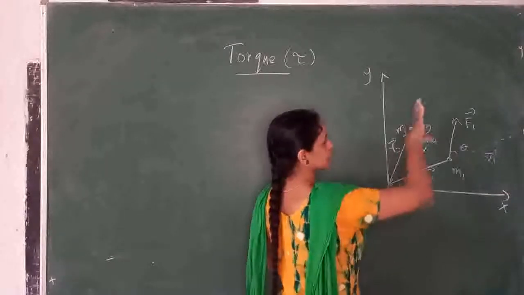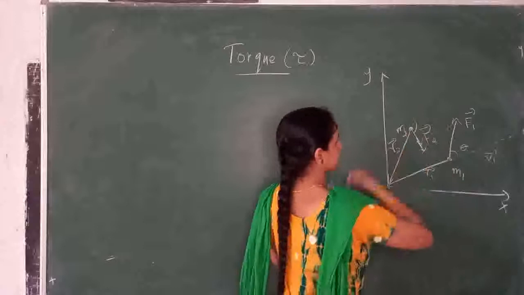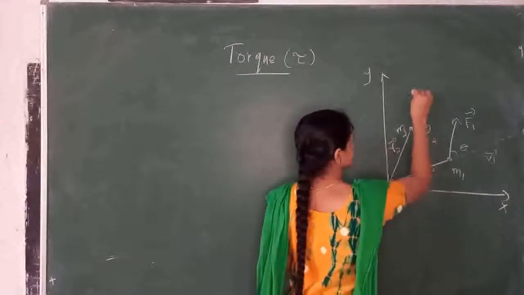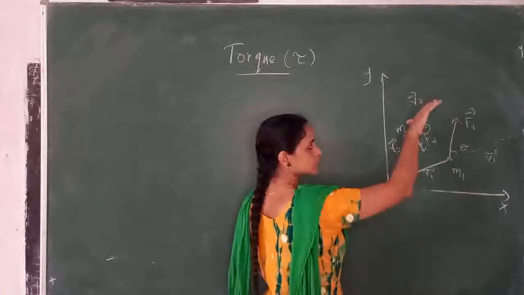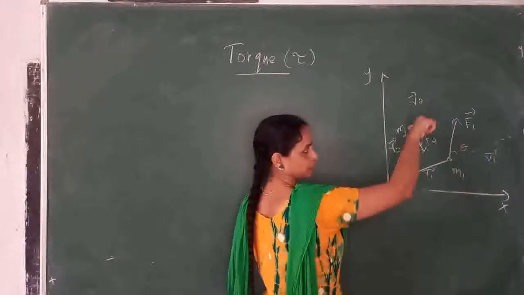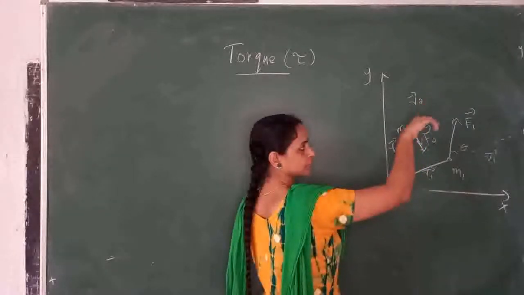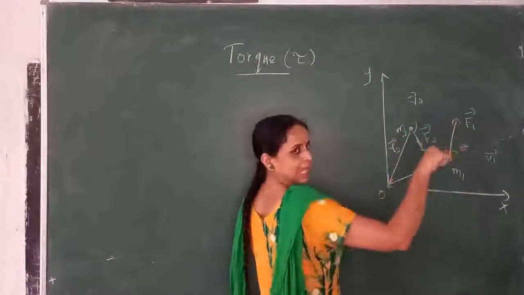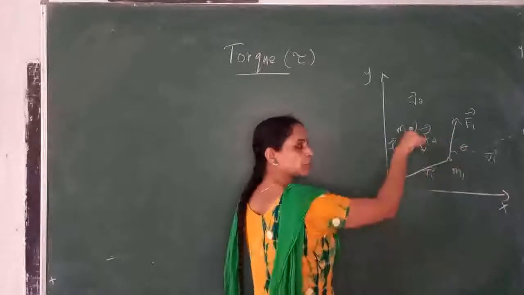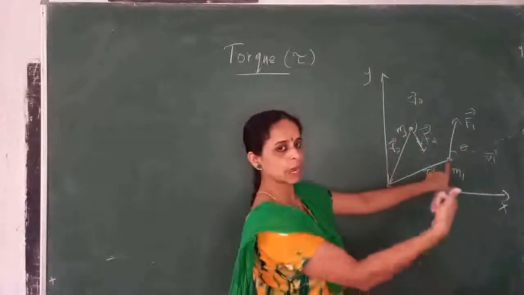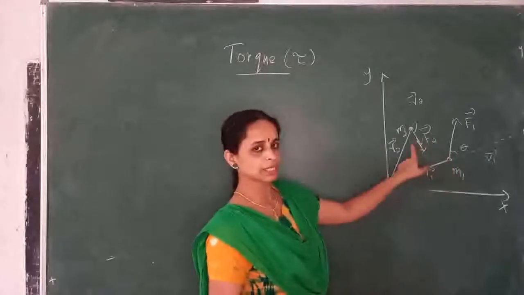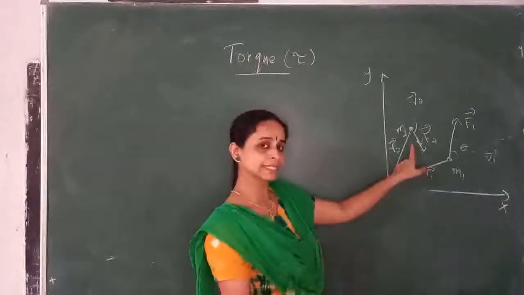So this is the R2 direction, then R2 cross F2. R2 is in this direction, F2 is in this direction. So R2 cross F2 means the direction of the torque is into the plane. So for this particle, the torque is acting out of the plane. For this particle, the torque is acting into the plane.